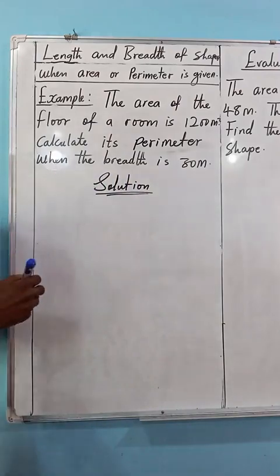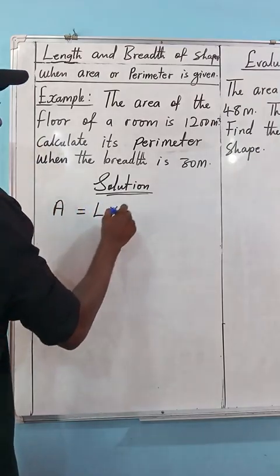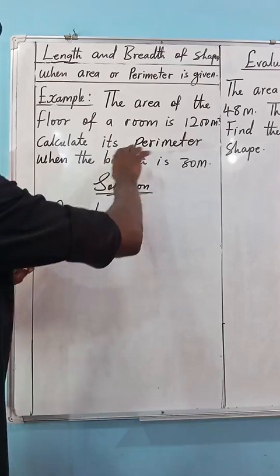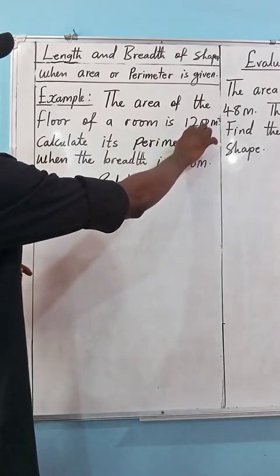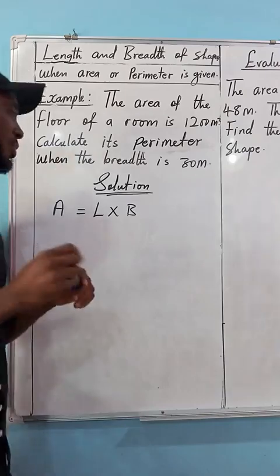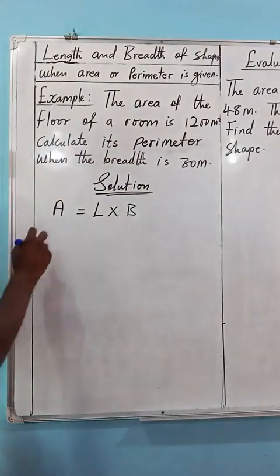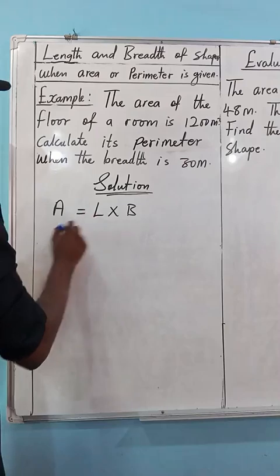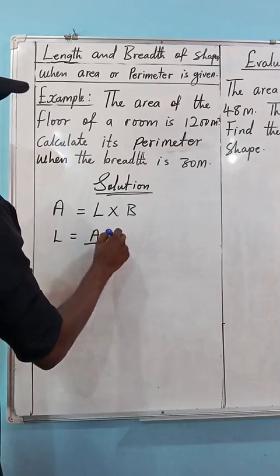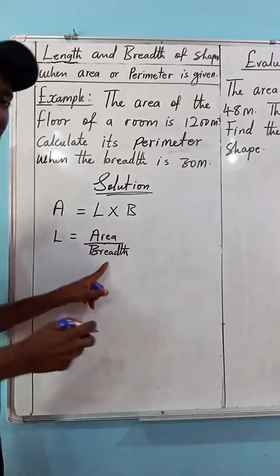We have the solution. First, the formula for calculating the area of a rectangle is A equals length times breadth. Because it's the room, the area of the room is 1,200. Calculate its perimeter when the breadth is given. They never gave us the length. So in order to calculate the perimeter, we have to find the length ourselves. So we say L, making L the subject of the formula, which will give you area all over breadth. Now this is the formula.